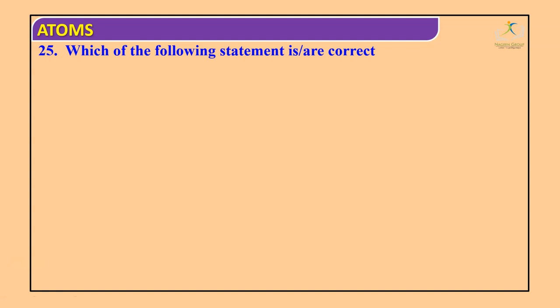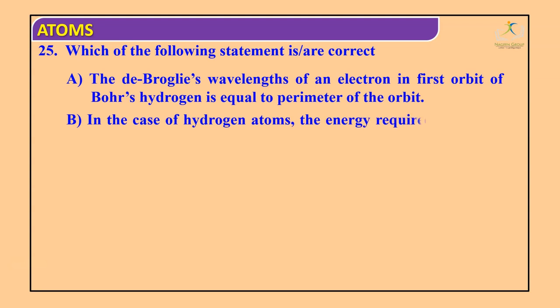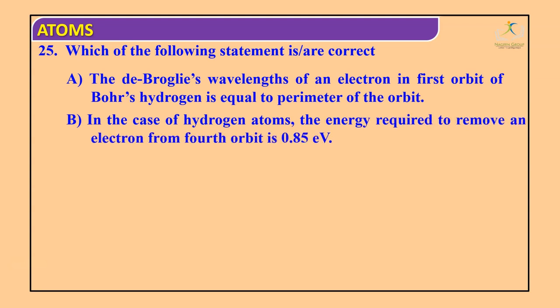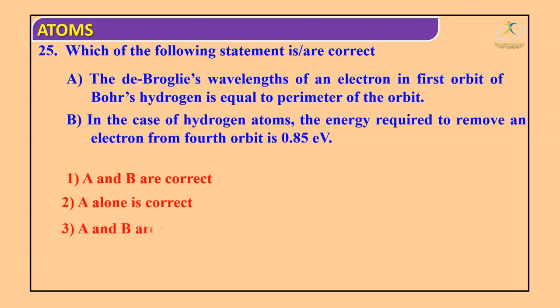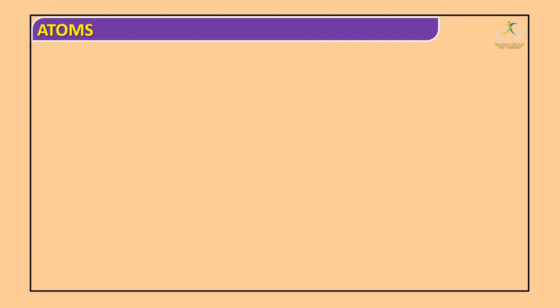Next question is, which of the following statements is correct? The first, the de Broglie wavelength of an electron in the first Bohr orbit of hydrogen is equal to the perimeter of the orbit. The second, in the case of a hydrogen atom, the energy required to remove an electron from the fourth orbit is 0.85 electron volt. So A and B are correct. A alone is correct. A and B are wrong. Fourth, B alone is correct.